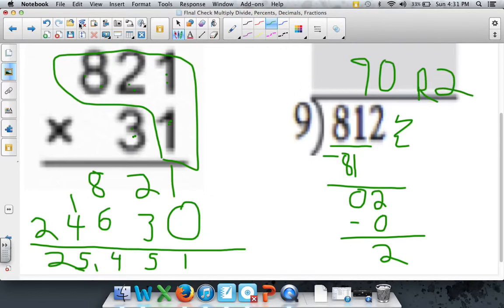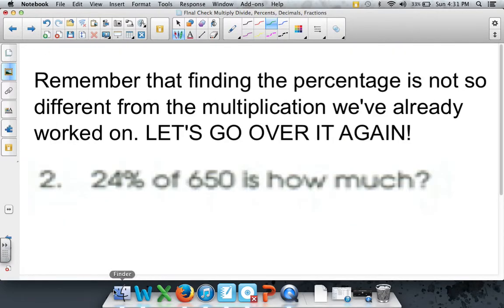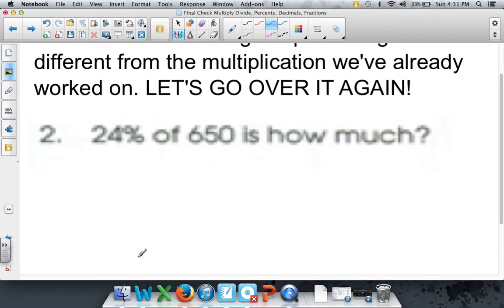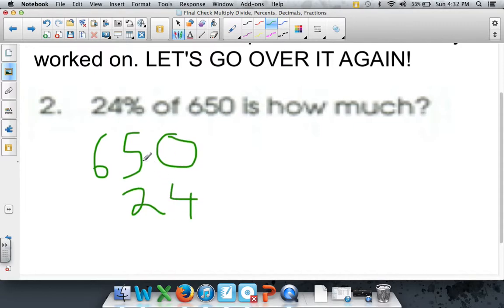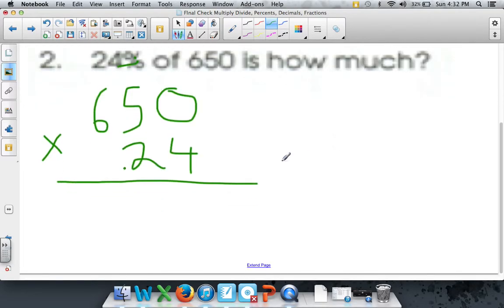Sorry about that. We move on, and we remind ourselves of how to find the percentage of a number. Let's do this guy right here. 24% of 650. Well, take that 650. Take that 24. Remember that the percent sign travels down here and turns 24 into a decimal. And make this a multiplication problem. If you can multiply this out, you can find the right answer.